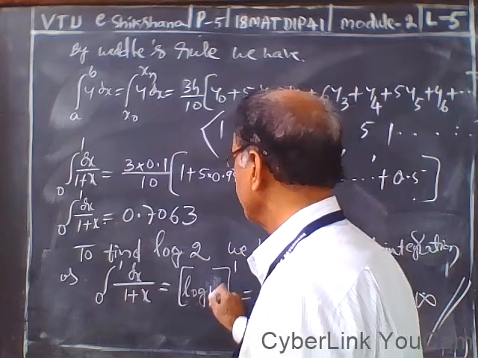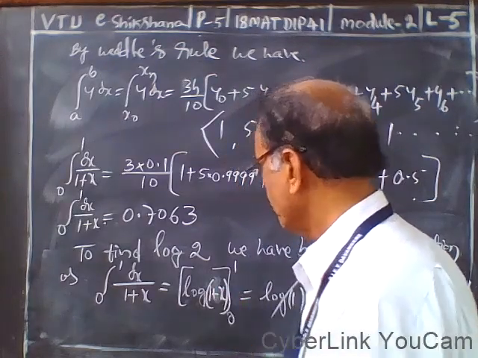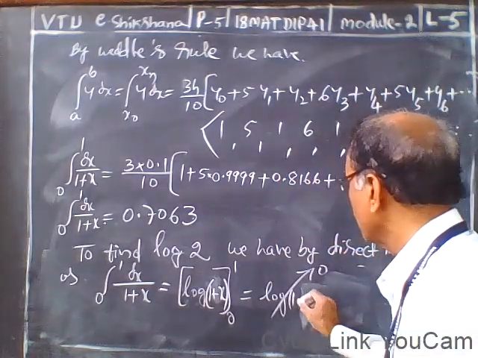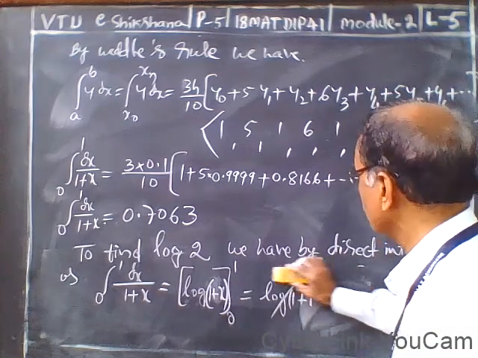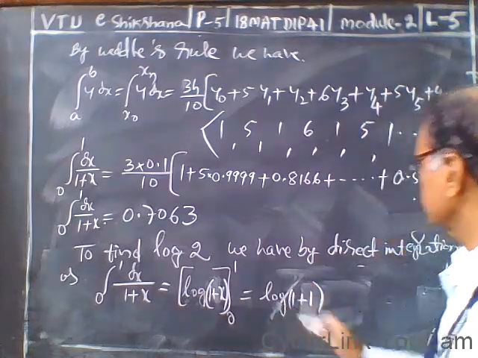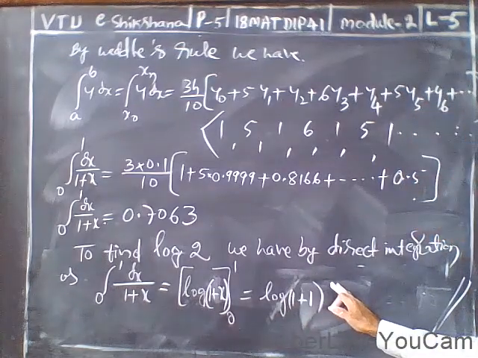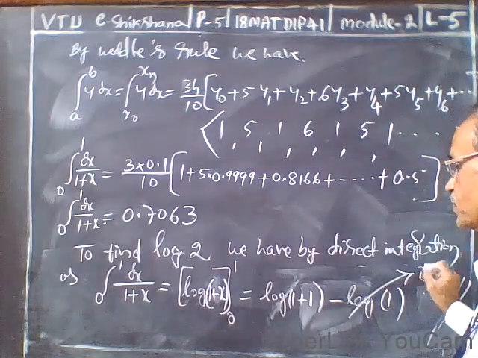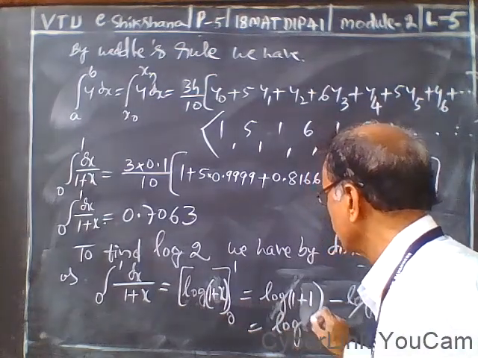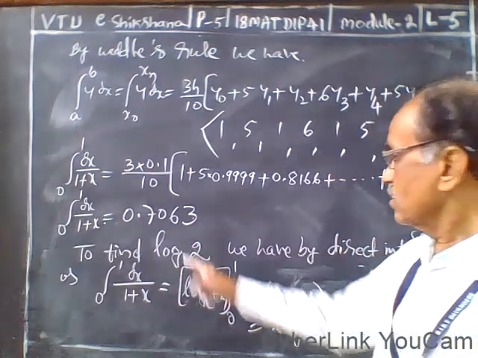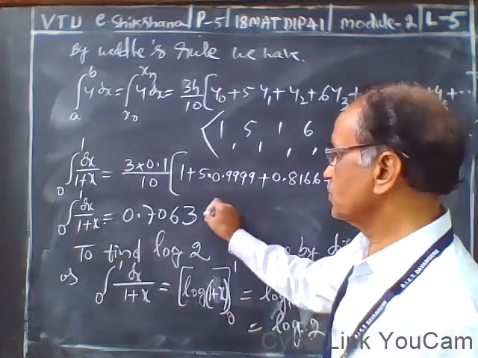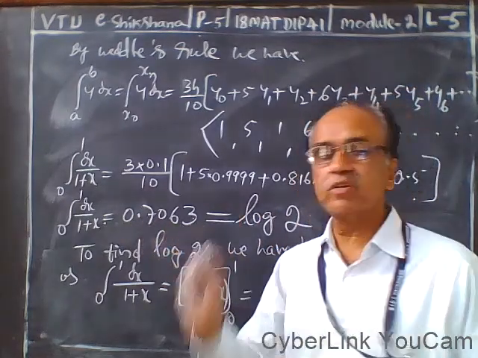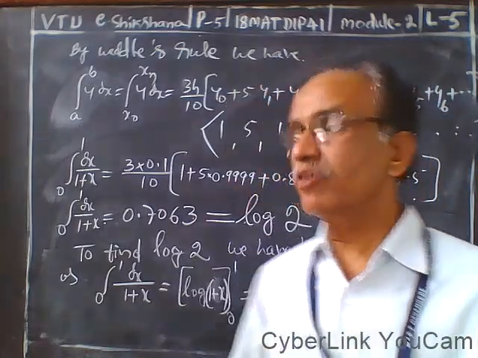Then the integration is equal to log of 1 plus x, I'm sorry, it is not infinity here. Log of 1 plus 1 is not 0, this is the correction you have to notice, minus log 1. Minus log 1 means 0, so this is equal to log 2. So from this direct calculation we can write log 2 is the value 0.7063.